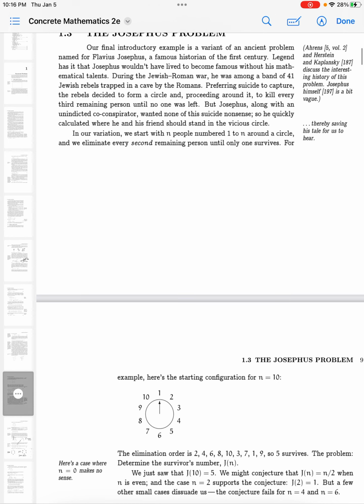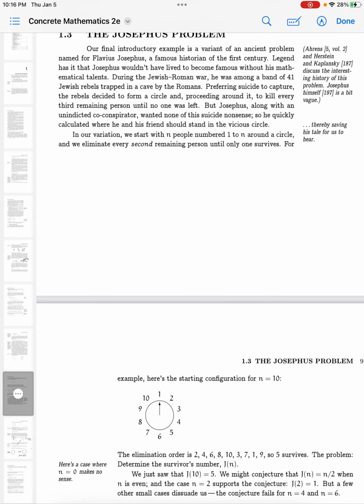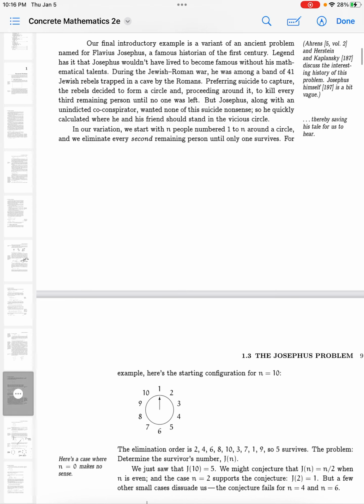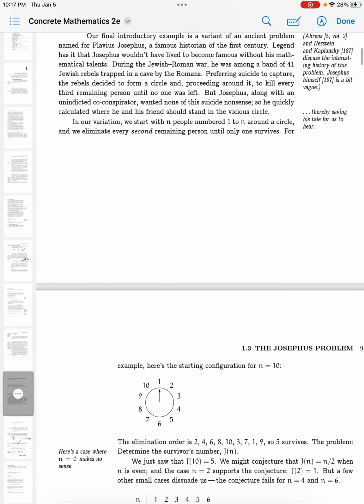This is a problem where we eliminate every third remaining person in a circle until no one is left, and we're going to identify the person who will be surviving. But in our case, we're going to solve our variation.